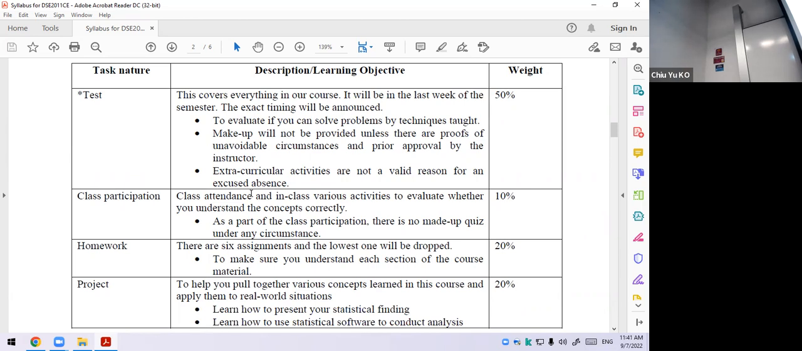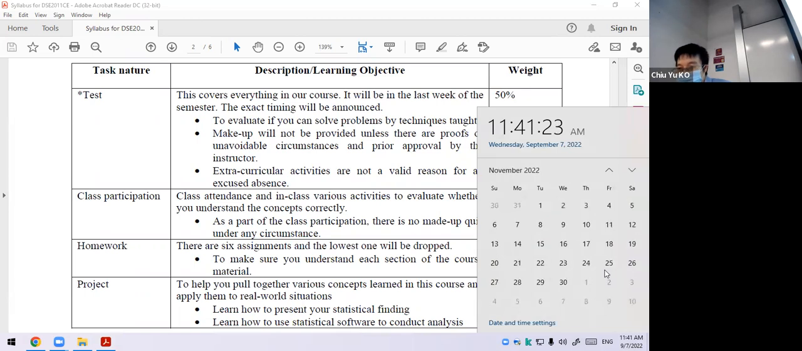So for the test, we have 50%. It will be an open book assessment. Different from last year, we have 1 hour only. It will be conducted on the Friday of the last week. I will send out a message to ask for the time, but it will be Friday, December 2nd, at night, probably 5 to 6, 6 to 7, or 7 to 8, depending on everyone's availability. It's just a 1 hour exam, open book.